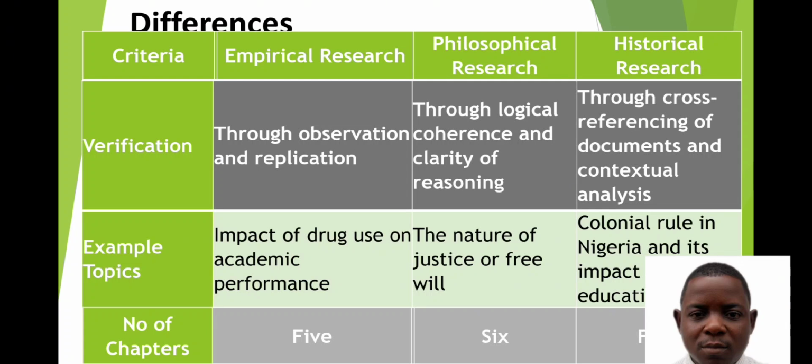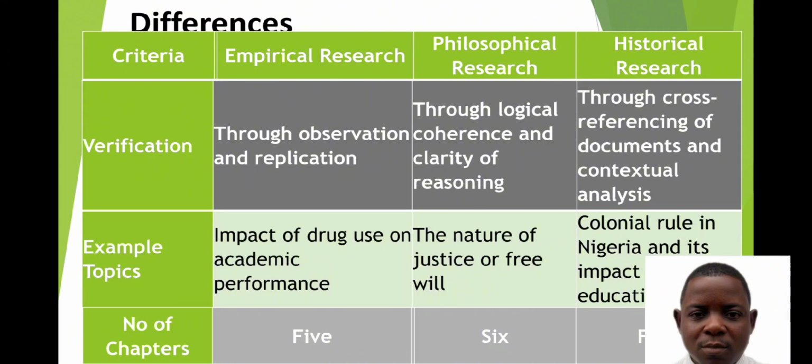So, examples of empirical research. Okay, we're still talking about verification. I said that truth for empirical research is verified through observation and replication. Then for philosophical research, through logical coherence and clarity of reasoning. You see? So that is how to verify philosophical research. Then for historical research, through case referencing or documents and contextual analysis. That is how to verify it.